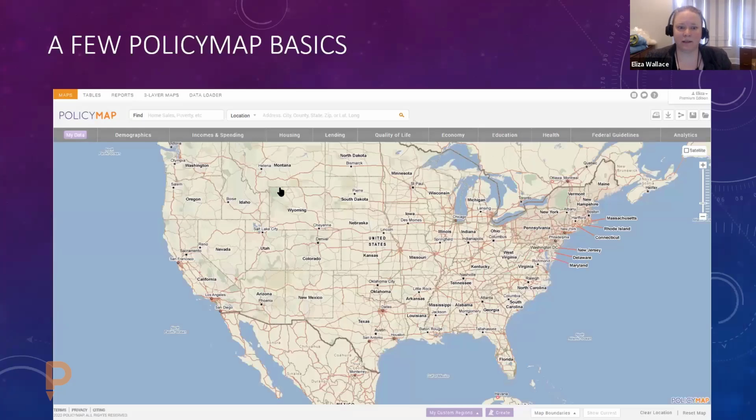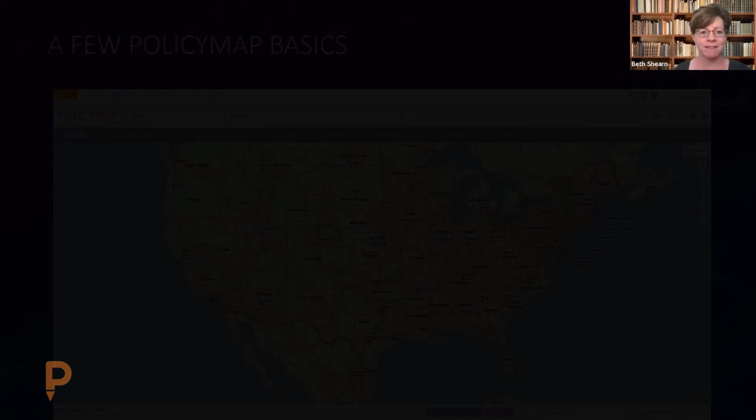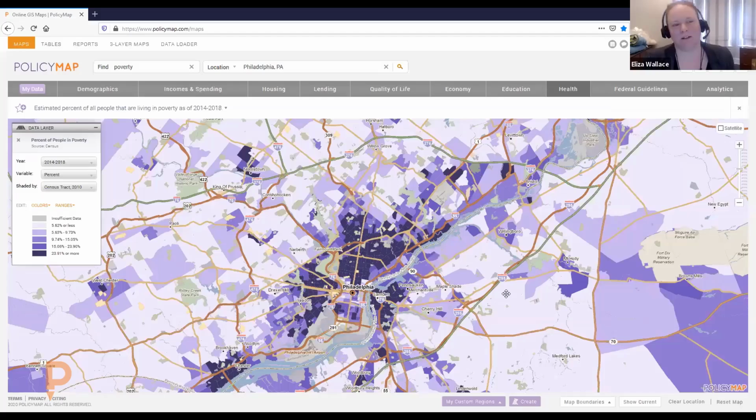Just a few PolicyMap basics. Can you see my cursor here? Yep, okay. Just a few of the basics. I just wanted to point out our menu structure across the top, and I'll go to PolicyMap itself in a second. I wanted to point out the search bars and some of the other basics. So let me see. All right, now can you see a map of Philadelphia?